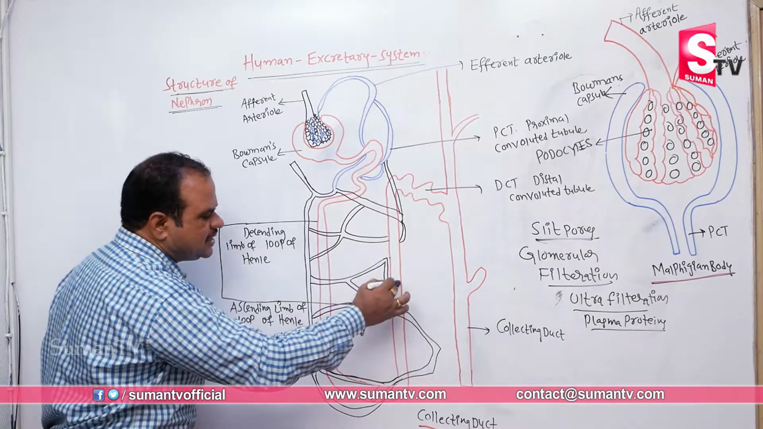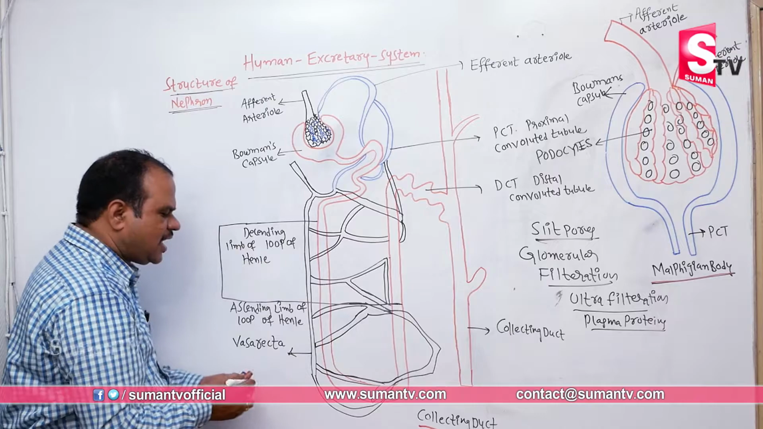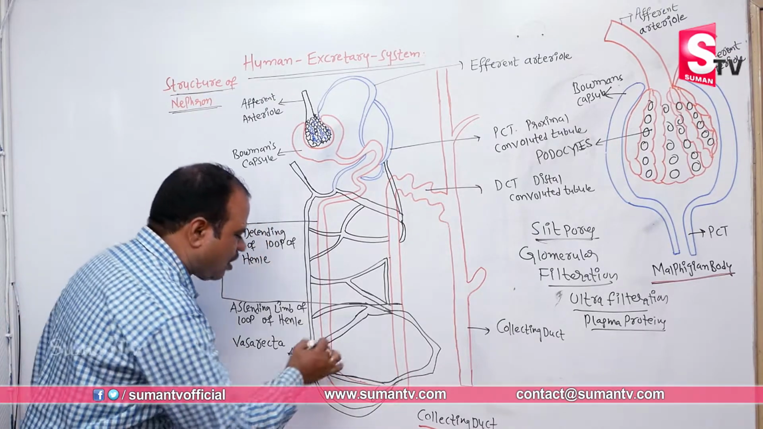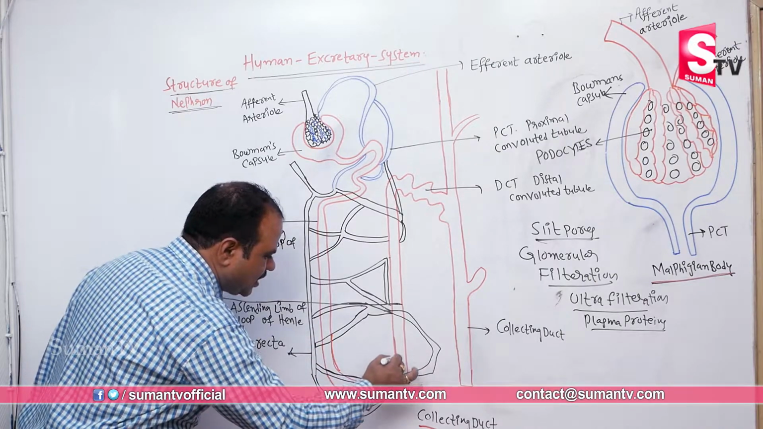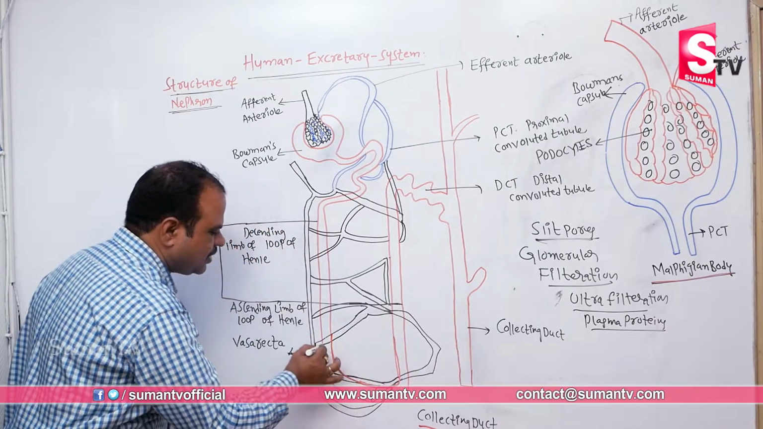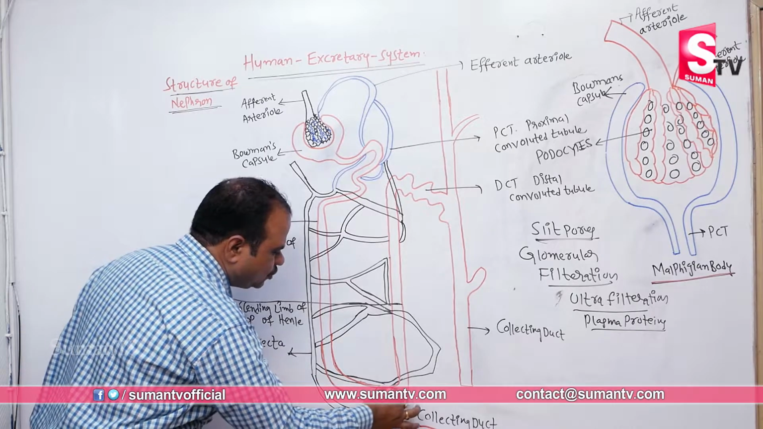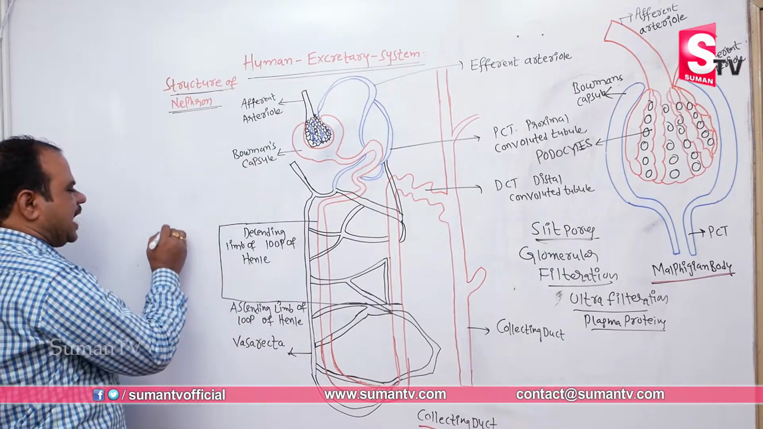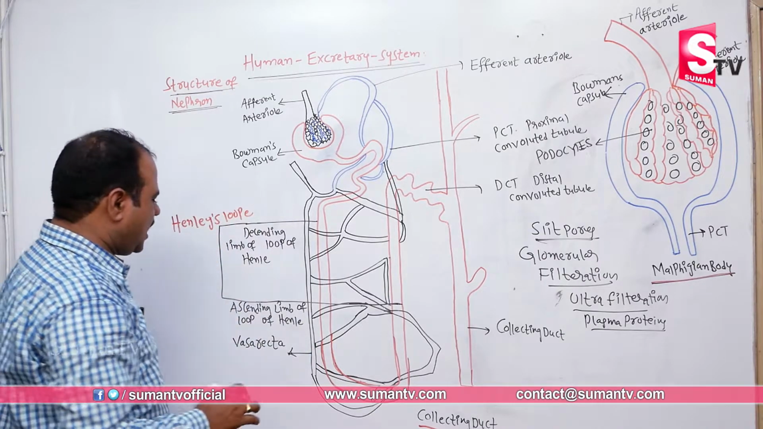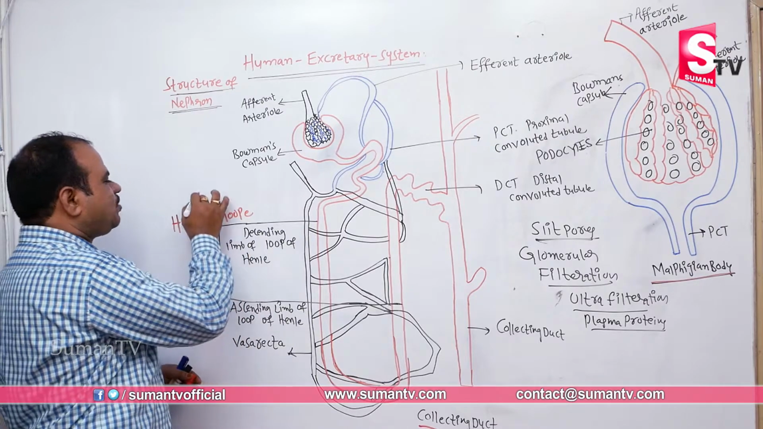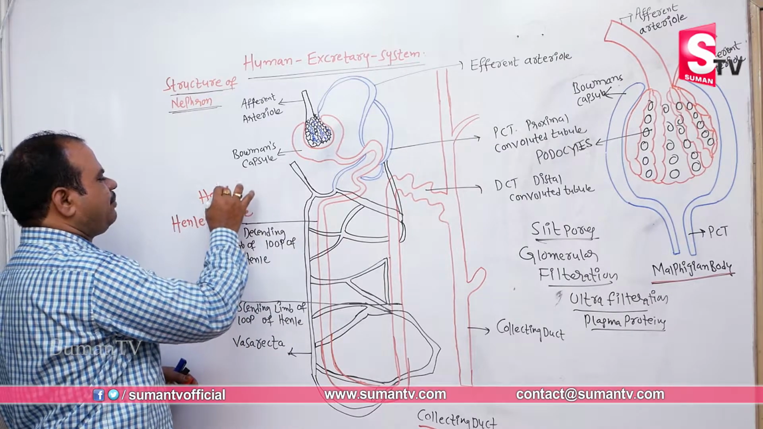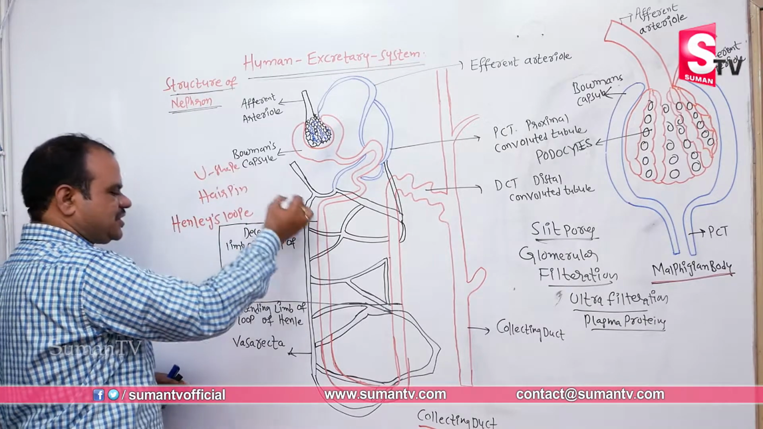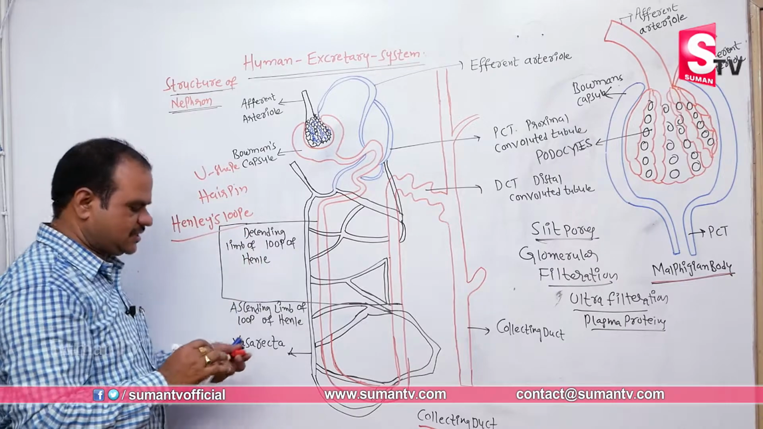The ascending and descending limbs together form a U-shaped structure. This U-shaped structure is called Henle's loop. Henle's loop is also called a hairpin, which is nothing but a U-shape. That is Henle's loop.